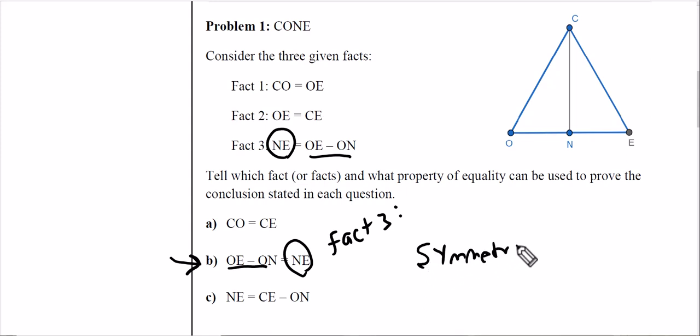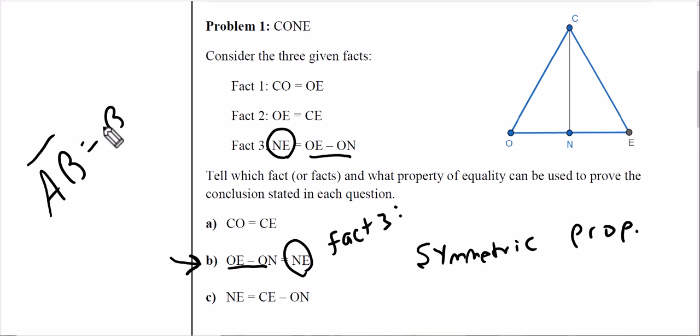The symmetric property is used to flip things around. Okay, so if I have line segment AB, for example, I can also write that as line segment BA. Okay? And that's because of the symmetric property.